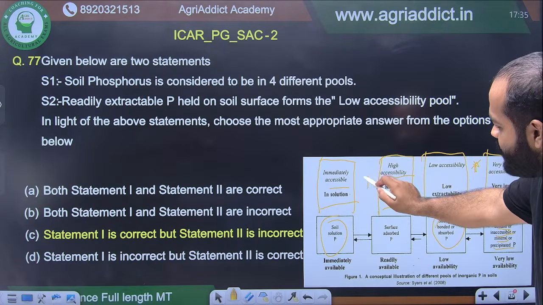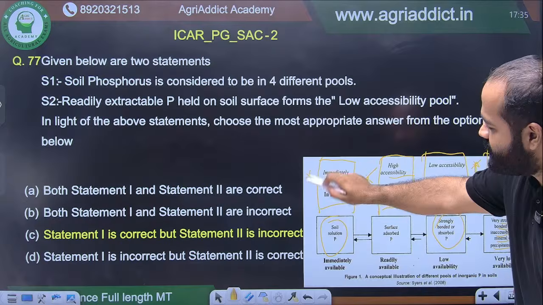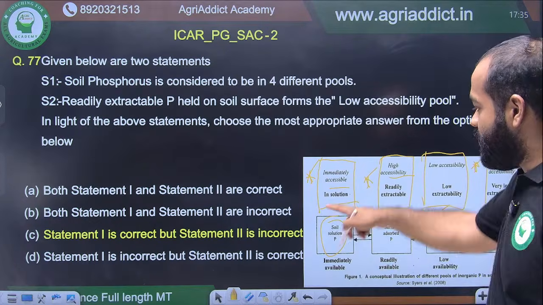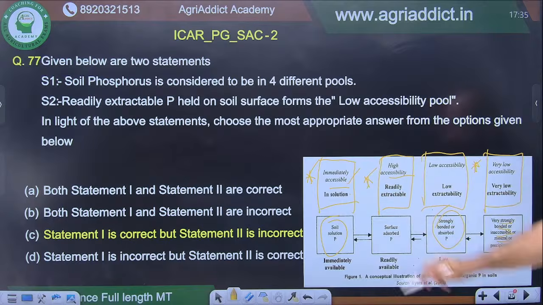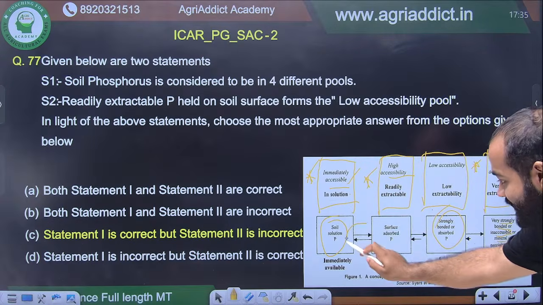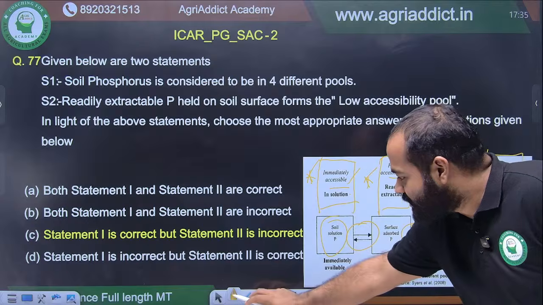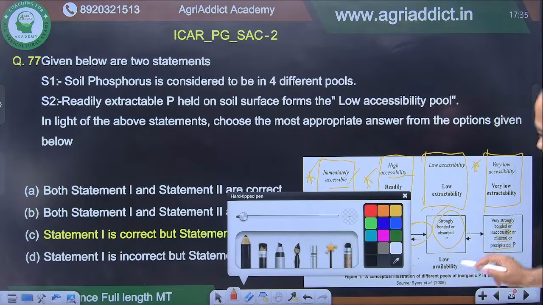Be very thorough with this. This figure also is very important. It is there in old ISSS, and you should remember this. All the 4 pools, what the accessibility of each is, and remember these signs also. All right. Can you see this? These signs are not all the same, right?